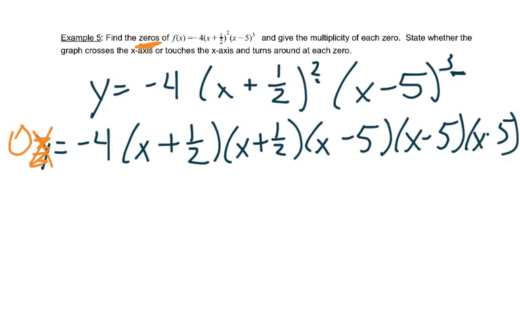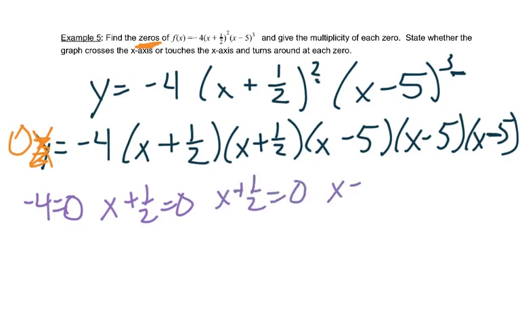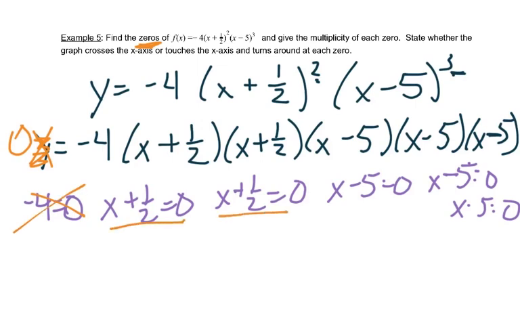And we'd set each piece equal to 0. So we'd have -4 equals 0, x plus 1/2 equals 0, x plus 1/2 equals 0, x minus 5 equals 0, x minus 5 equals 0, and x minus 5 equals 0. So first of all, -4 can't equal 0, so we throw it out. That gives us these 2 that are the same, so let's just solve it once. It gives us x equals -1/2.